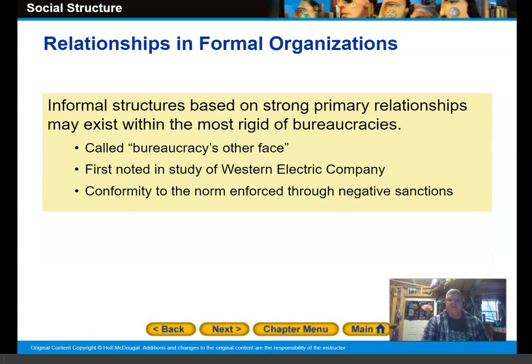Informal structures are based on strong primary relationships, and they may exist within even the most rigid bureaucracies. They're called the bureaucracy's other face. They were first noted in research studying the Western Electric Company, and conformity to the norm is enforced through negative sanctions.